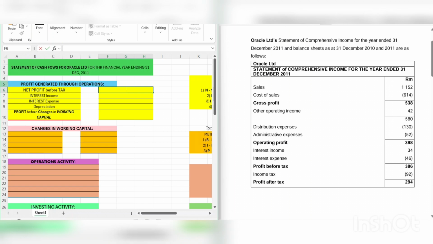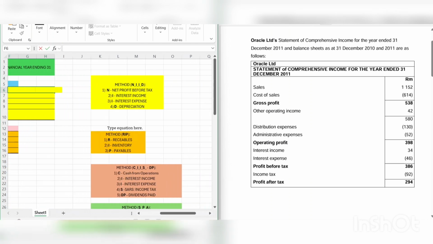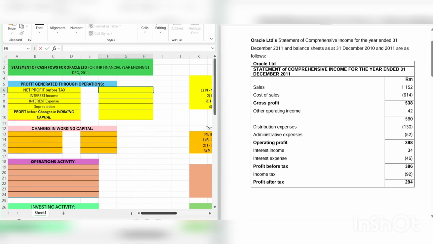Okay, so the first thing, NID, N, net profit before tax. So if we look here, you'll see below here it says profit before tax 386. And just a quick note, it's profit generated through operations before changes in working capital. So you can decide whether you want to include that or not, but either way it's okay because you're still mentioning it here for our total.